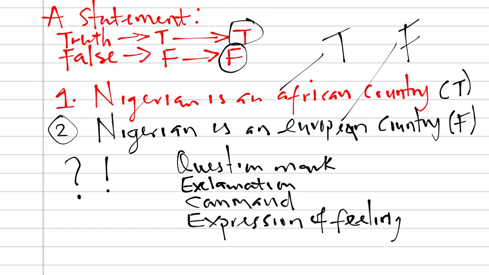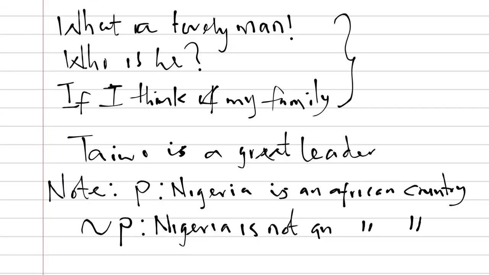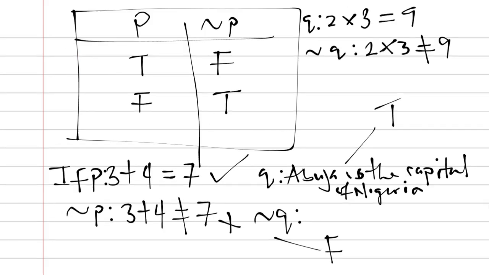And we said words that are questions, exclamations, they are not a statement. Commands and expressions of feeling are not statements. Are you seeing that now? But then we move on to negation. We said this sign denotes negation. Are you following? And we say if P is true, then the negation is false. If P is false, then the negation is true. Are you following that now?